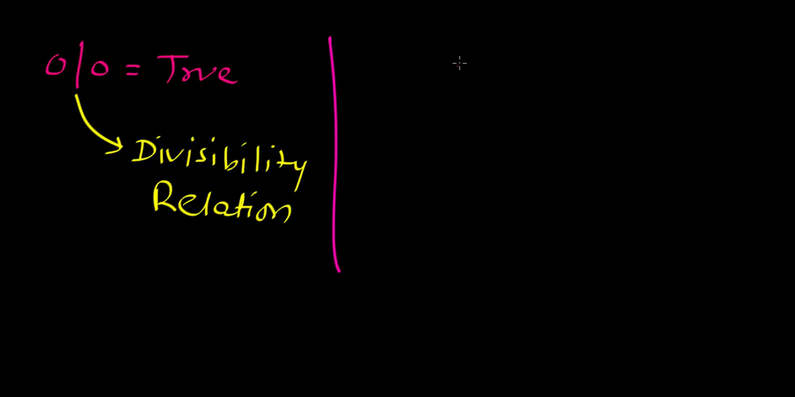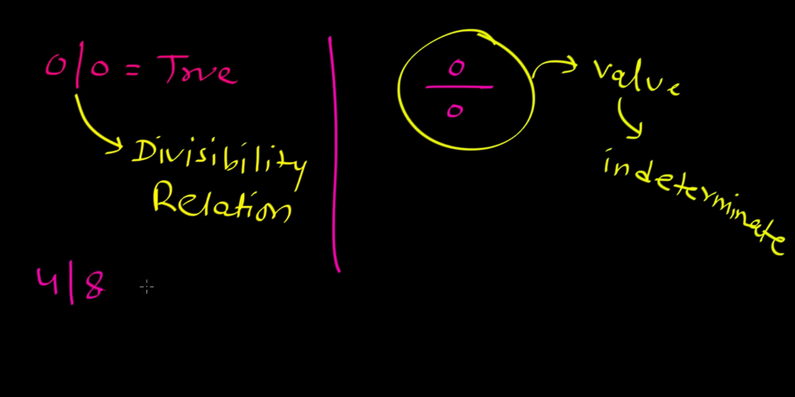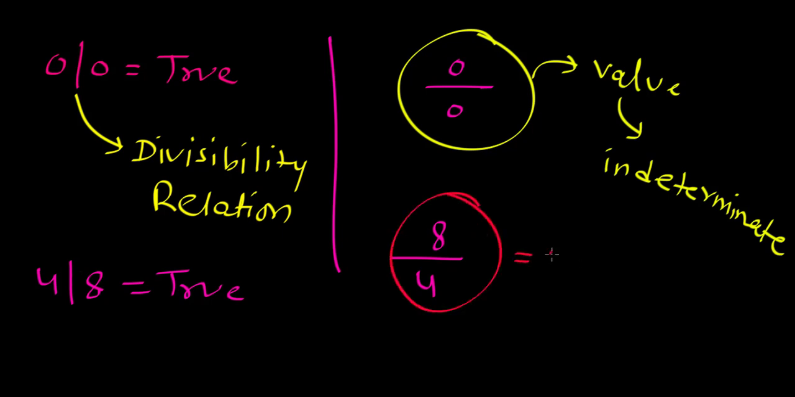But if I ask you what is the value, the value is indeterminate. Okay, so if I ask you what will be the value, this value is indeterminate. But remember, yes, 0 divides 0, but this value is indeterminate. For example, I can say 4 divides 8. This is true. And similarly, if I ask you what is the value when 8 is divided by 4, the value is 2. Okay, so this is the idea.